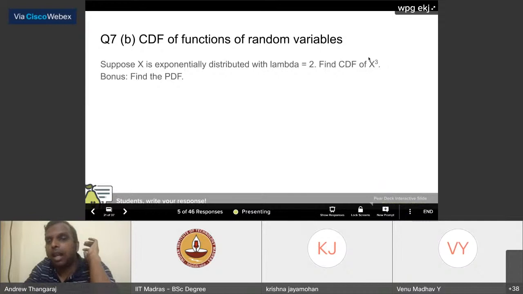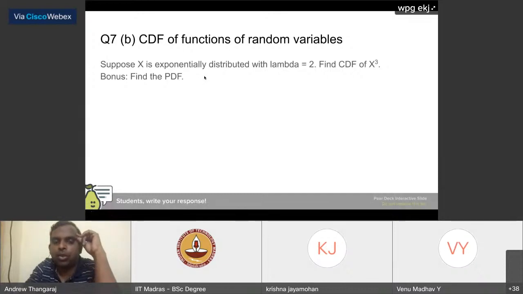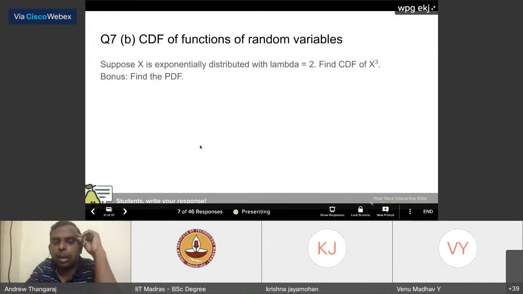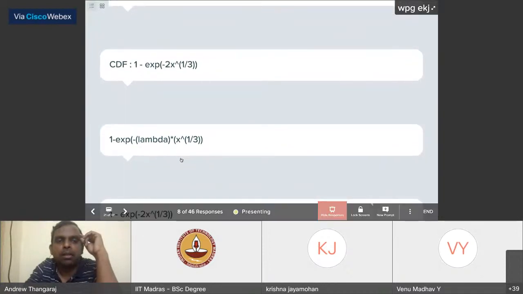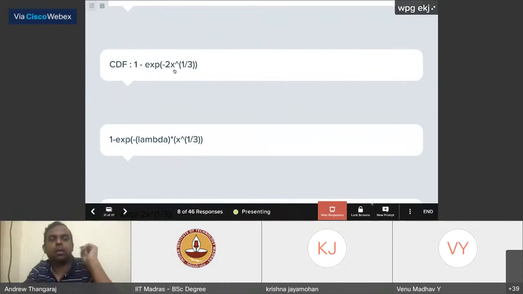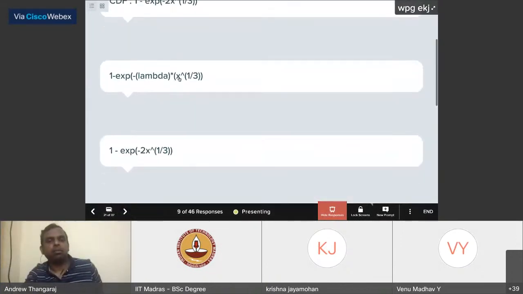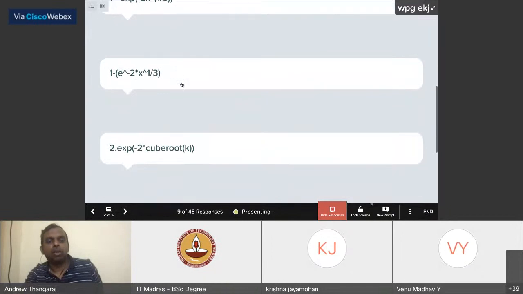There's no assumption as far as the given question is concerned. Likewise here, I don't know the distribution of X cube, but I know the distribution of X. So you convert the event involving X cube into an event involving X, and then you use the known distribution. The CDF of X I know, right? So you use that. Let me give you a few more minutes and then I'll show you the solution. We see the answers as they are coming. 1 minus e power minus, okay, we're getting there. Good, quite a few people have got it right.